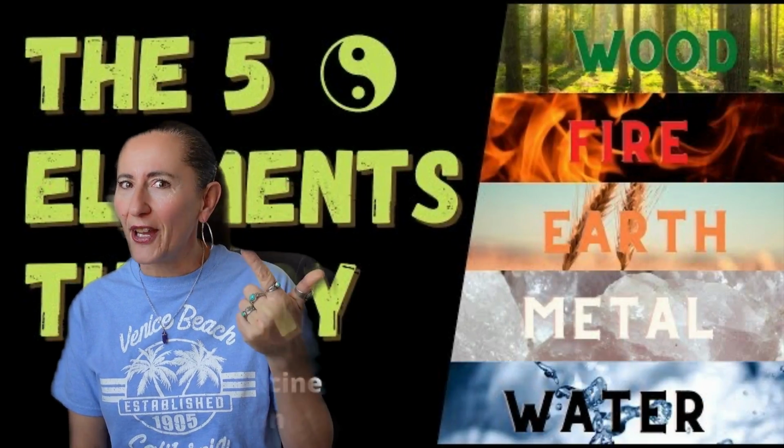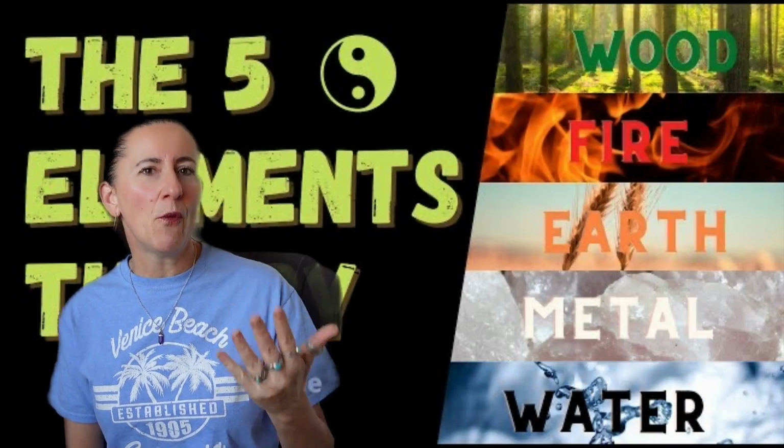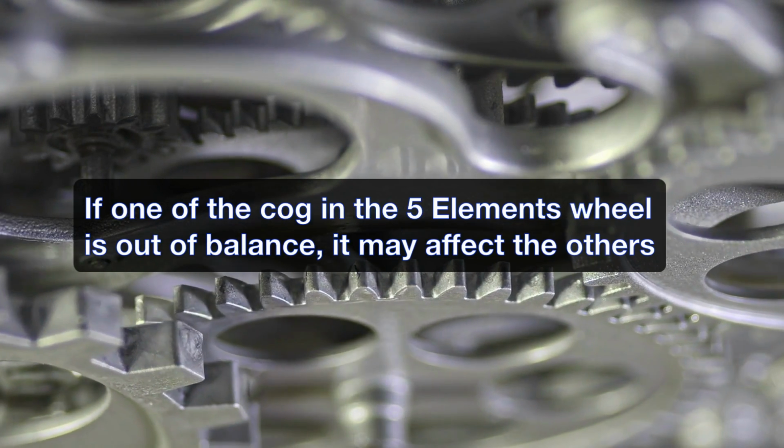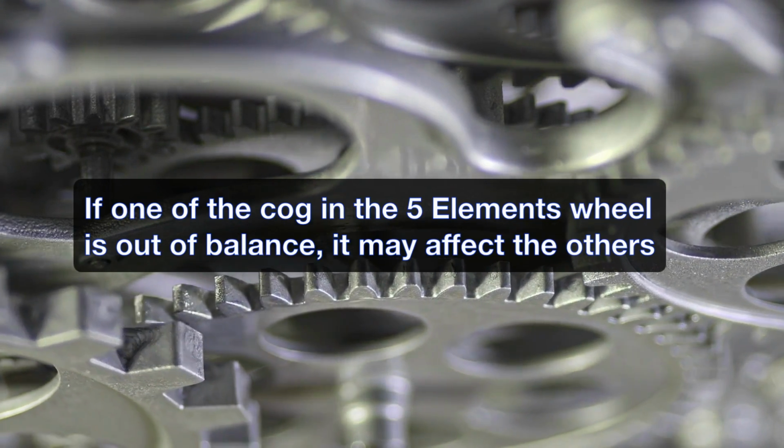Now, the 5 elements are wood, fire, earth, metal, and water. And those 5 elements in nature and in the body are really part of each other. They control each other, they generate each other, they are very much part of a wheel and each cog in the wheel. And if one of them is out of whack, it may affect the others. So this is a really good theory that I love to use in clinical practice.